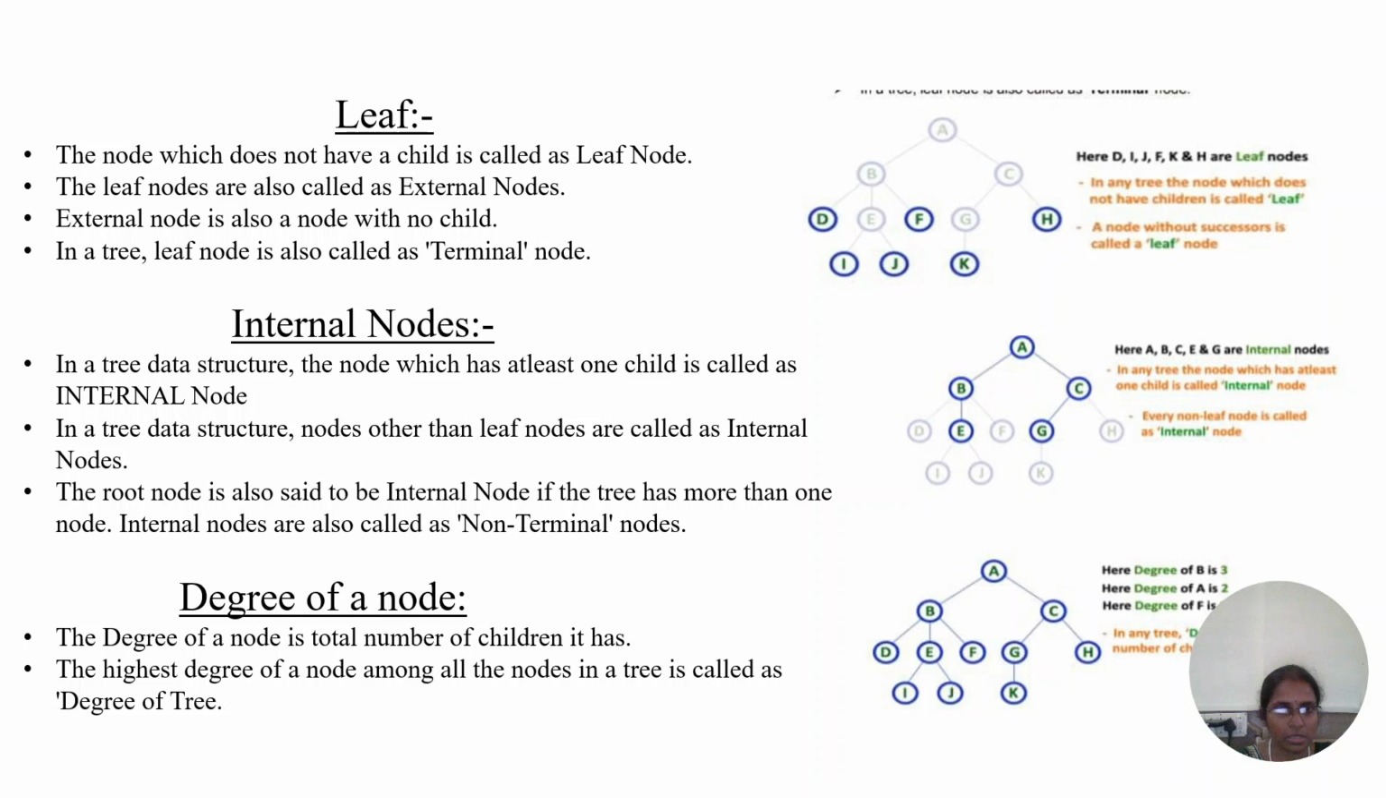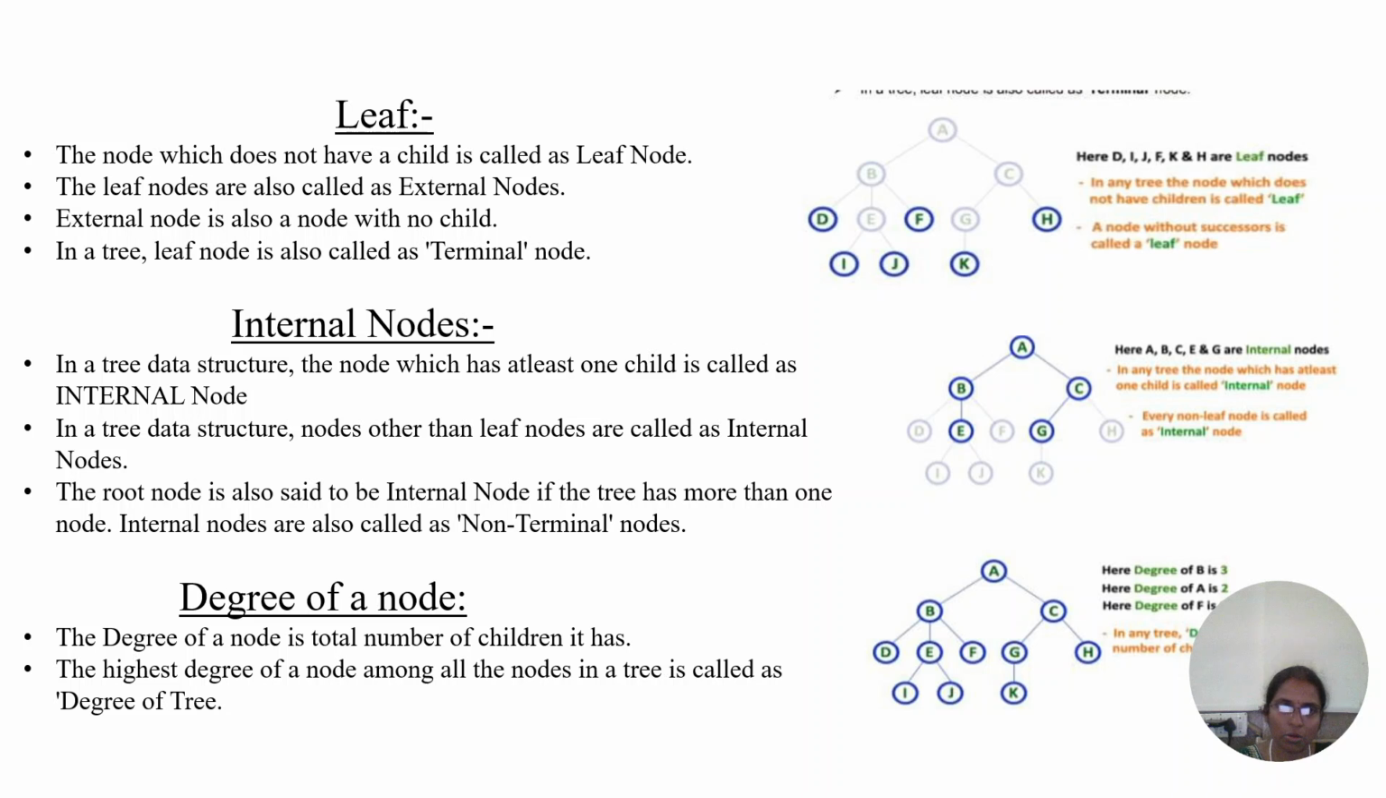And next we discussed internal nodes. In a tree data structure, a node which has at least one child is called an internal node. That means it must have at least one child. In a tree data structure, these are the nodes other than the leaf nodes. What is meant by a leaf node? A leaf node does not have any children. But in internal nodes, we have at least one child, so they are called internal nodes.